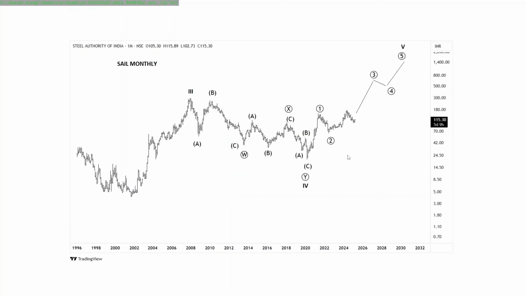So the last chart of the metal index is Steel Authority of India on monthly time frame. It also completed the cycle wave 4 in 2020, but the wave structure was different from Tata Steel and JSW Steel. Here it has traced out a W wave, which was a flat ABC, then a flat ABC X wave, and the last leg of this cycle wave 4 was an ABC zigzag Y wave to complete this cycle wave 4. Thereafter, primary wave 1 and 2 are complete, and now Steel Authority of India is in primary wave 3 of cycle wave 5.